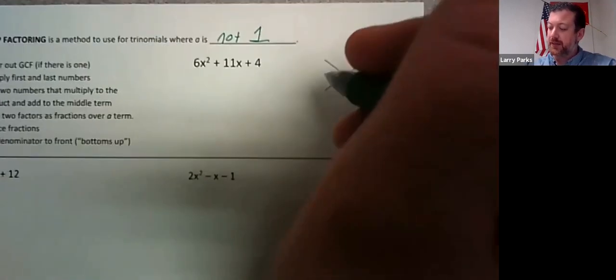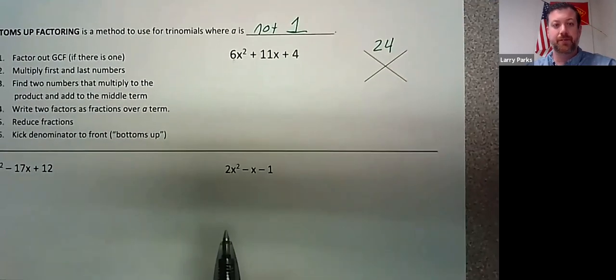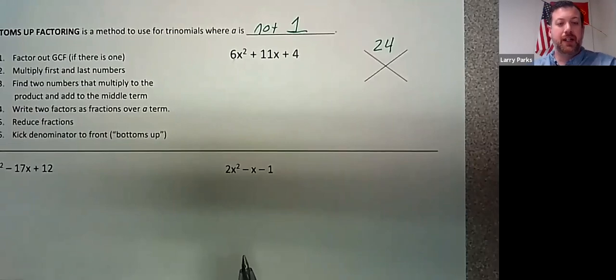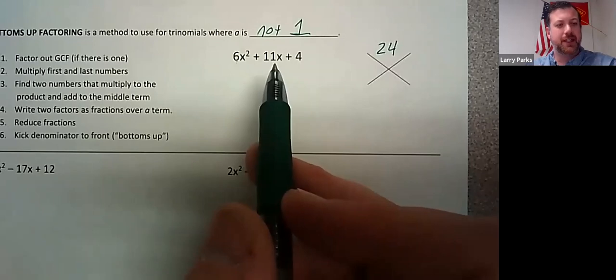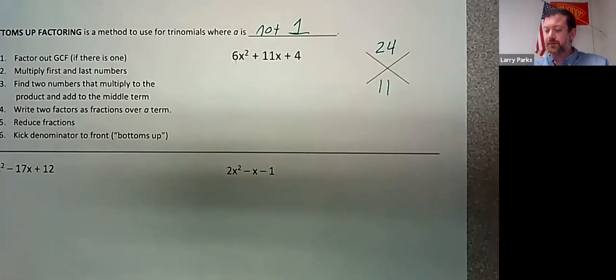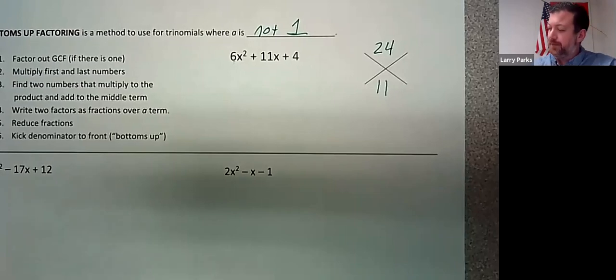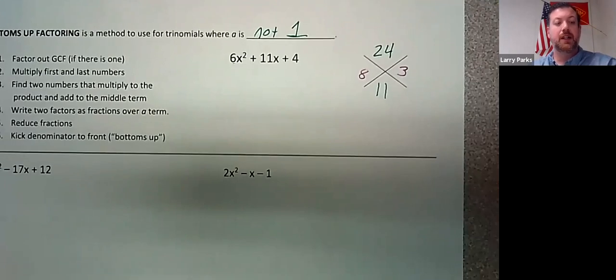So you take 6 times 4, you get 24. And then you find two numbers that multiply. Oh, well, they've left off this step. Then you put the 11 on the bottom. And you find two numbers that multiply to 24 but add to 11. That'd be 8 and 3. And then you write two factors as fractions over the a term.